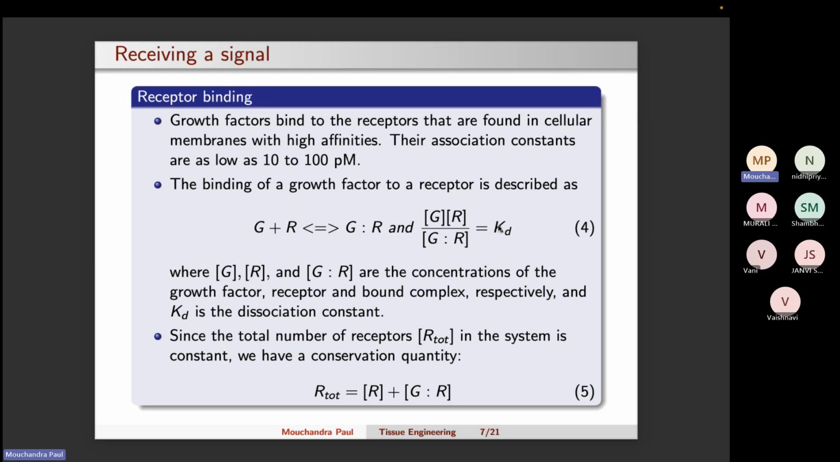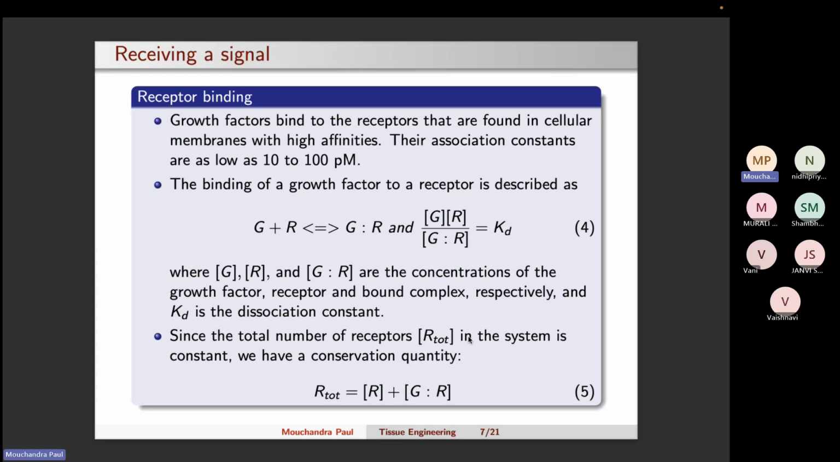Kd is a dissociation constant, where Kd is equal to R times G divided by the GR complex. Now, this type of expression I'm sure you have seen as equilibrium constants. In chemistry, we study equilibrium constants, where there is a reaction and we have to calculate the equilibrium constant for that particular reaction. If you recall that concept, you will see that it is written in exactly the same way.